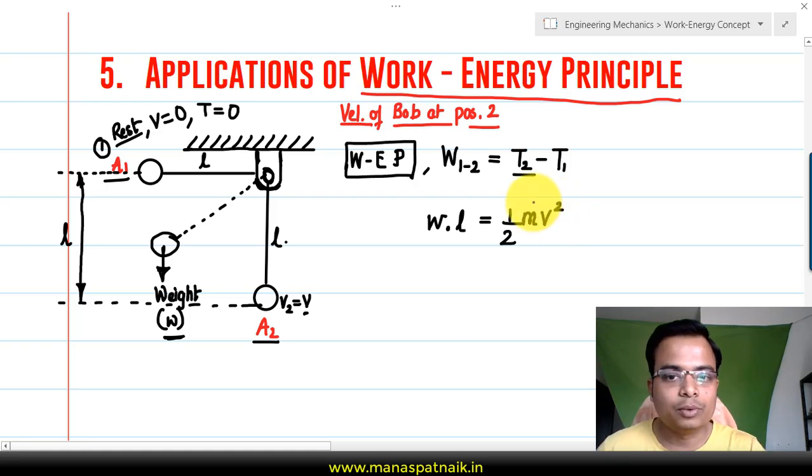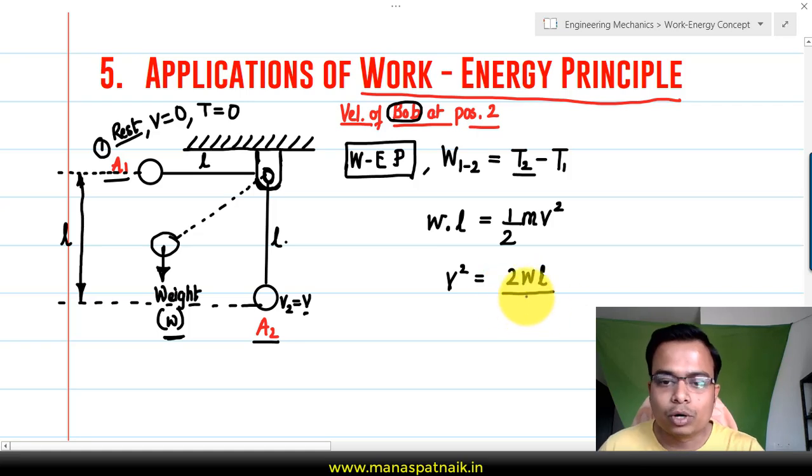So you just need to solve this equation, and then finally you can compute the velocity that this bob has in position 2, the velocity of the bob in position 2. This is going to be pretty simple. V square can be written as 2 W L over m. Now, I'm pretty sure that you must have gone through this formula. Watch this: W is equal to mg.